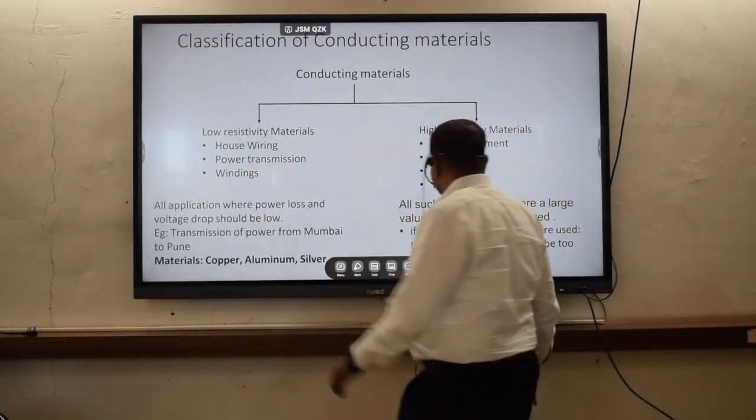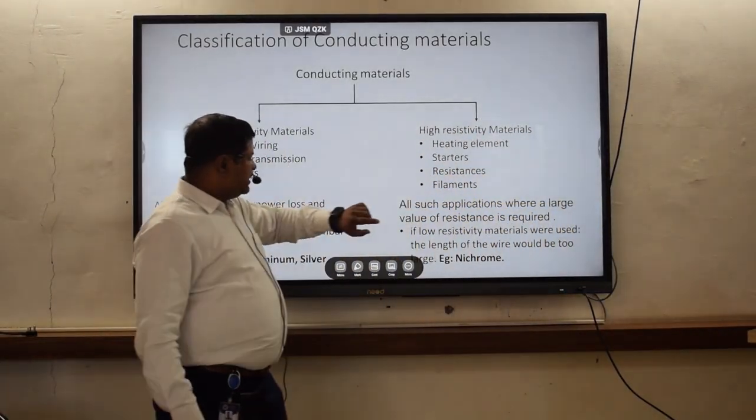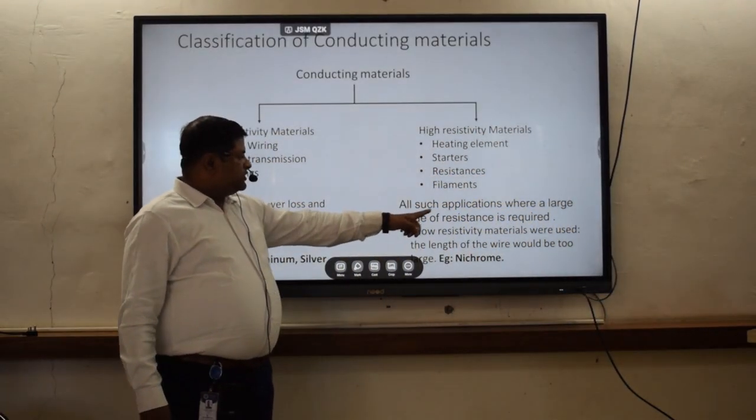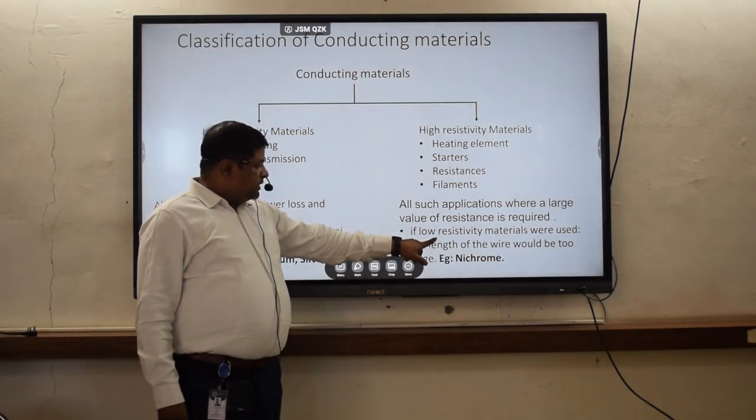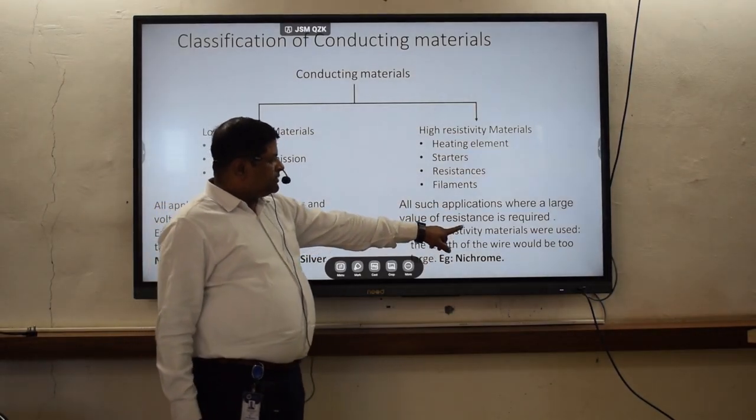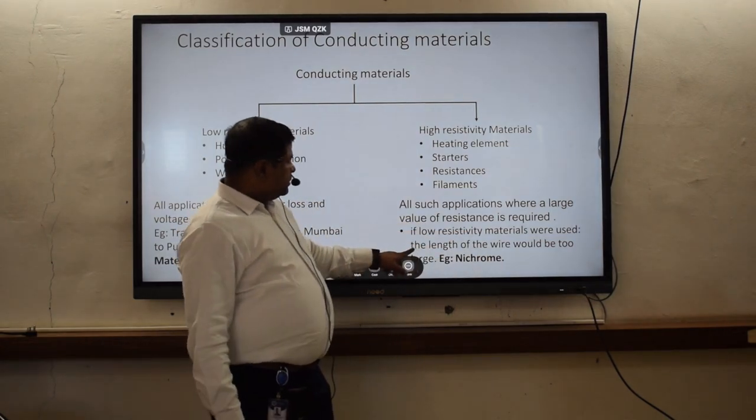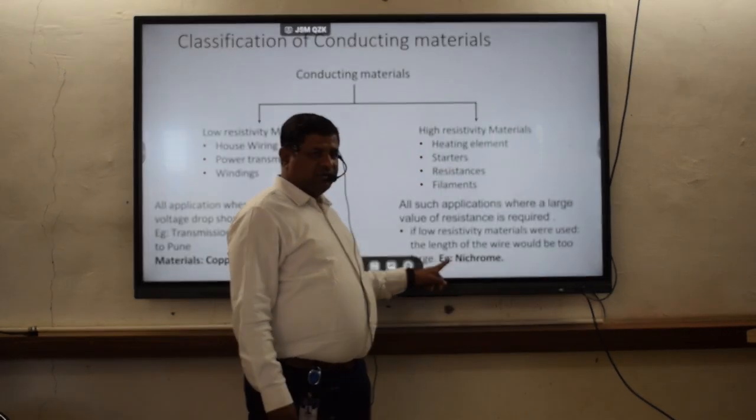Now in this case, you can see high resistivity materials. They are used in all such applications where a large value of resistance is required. If low resistive materials were used, the length of the wire would be too large.